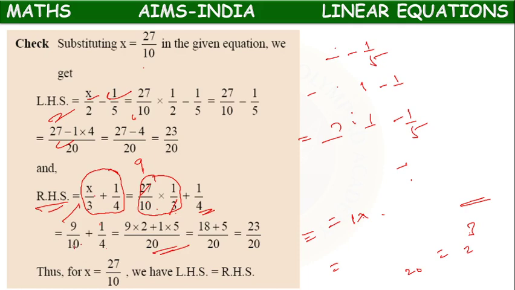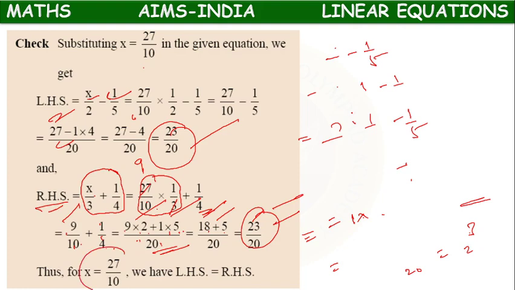The LCM is 20. 10 times 2 is 20, so 2 into 9, we write 18 here. 4 times 5 is 20, so 5 into 1, we write 5 here. 18 plus 5 is 23 by 20. The LHS is also 23 by 20 and the RHS is also 23 by 20. This means when x equals 27 by 10, LHS equals RHS. So x equal to 27 by 10 is the solution of the given equation.